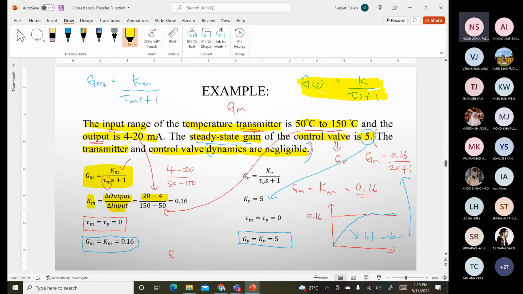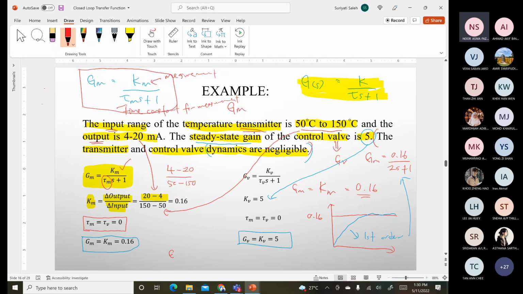So here, if you compare with the GM, why I put the M? What is the difference? This M is referring to the measurement. The tau M here is the time constant for measurement. Only the labeling is different, but it is still first order. I only want to differentiate the symbol.